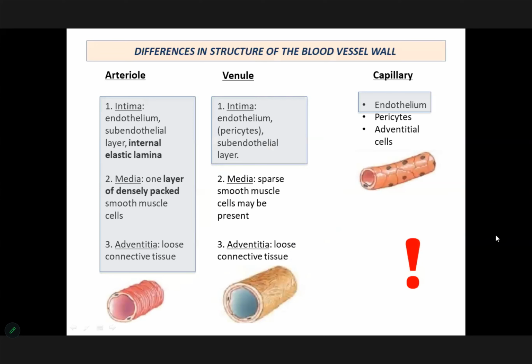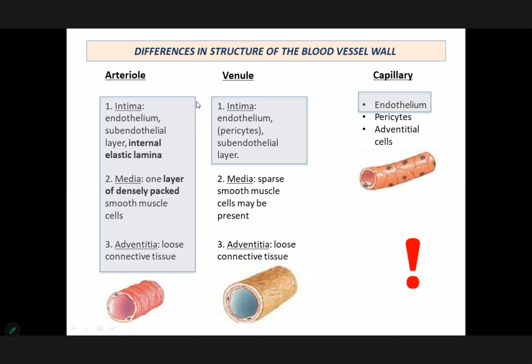So, important information. You should know the histological structure of the blood vessel wall of arterioles, venules, and capillaries. The tiniest vessel is the capillary. It can have only endothelium in some cases. So some capillaries have only endothelium, but others can also have pericytes and adventitial cells. This is about the capillary. It's the tiniest vessel, for gas exchange and some other exchanges.